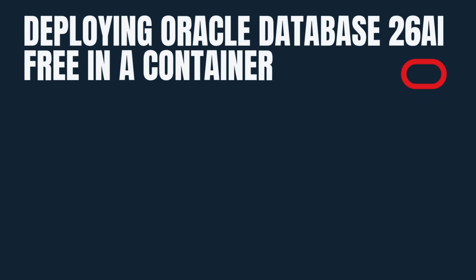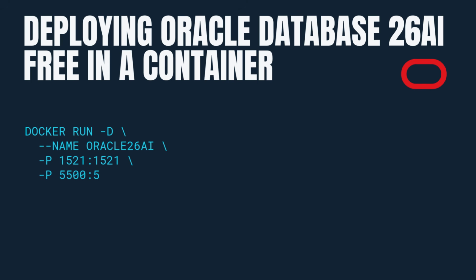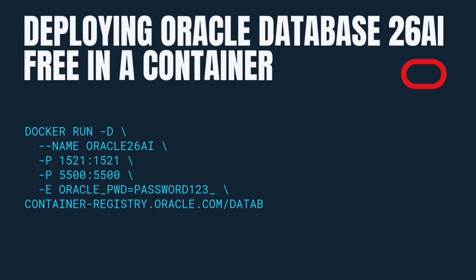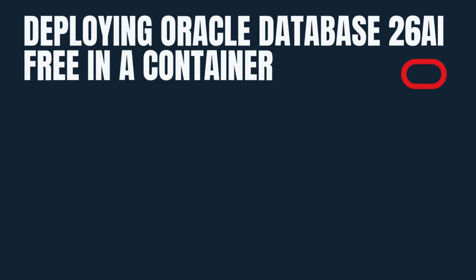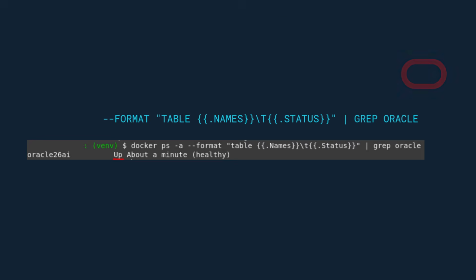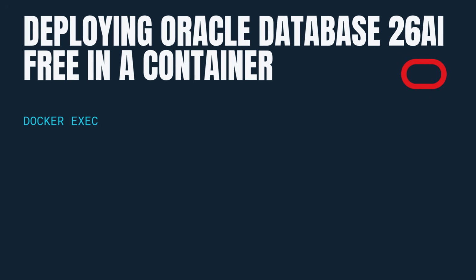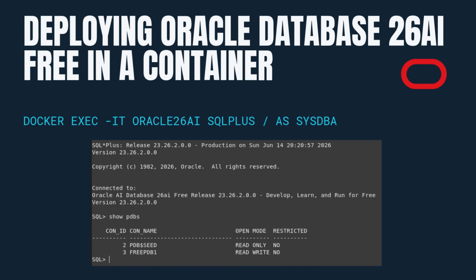Now, run this single command to pull and start the Oracle 26 AI Free container. Remember to set a strong password in ORACLE_PWD and save it. Now, check your container using the docker ps command. Then, connect as sysdba without a password using SQL*Plus.